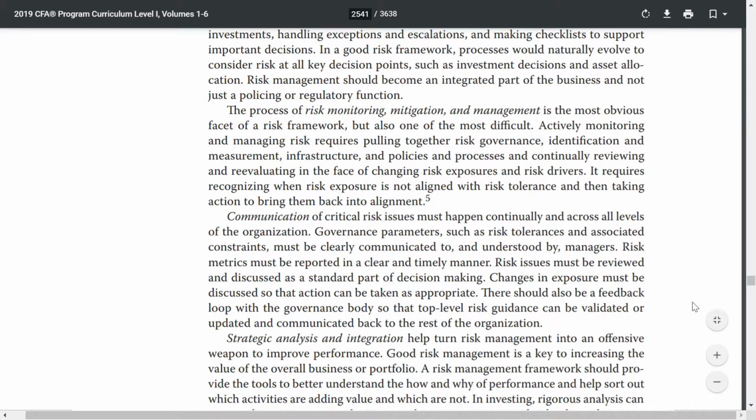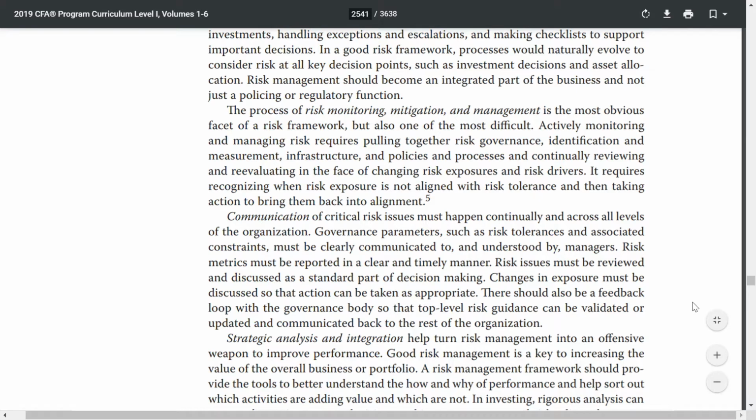Actively monitoring and managing risk requires pulling together risk governance, identification, and measurement infrastructure and policies and processes, and continually renewing and re-evaluating in the face of changing risk exposures and risk drivers. It requires recognition when risk exposure is not aligned with risk tolerance, and then taking action to bring them back into alignment. Communication of critical risk must happen continually and across all levels of the organization.